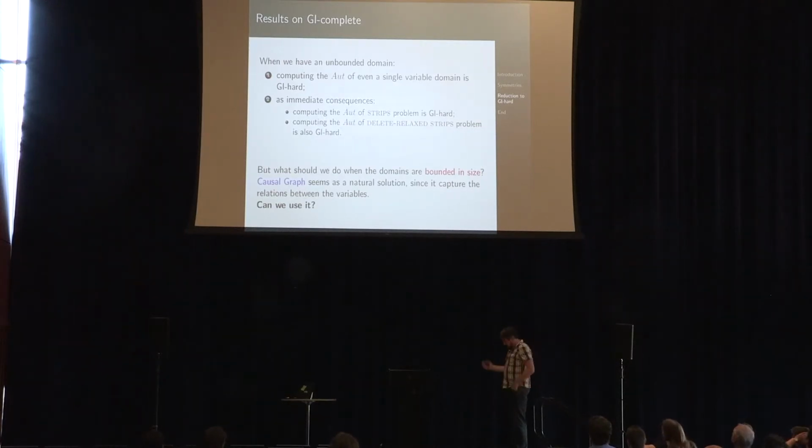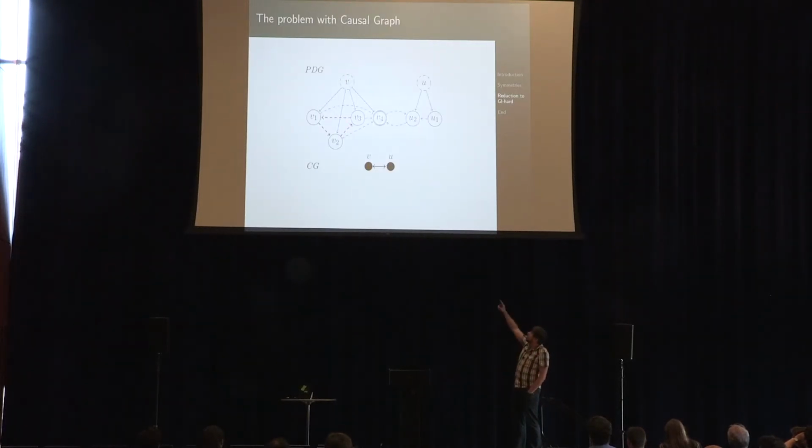So I will need to produce some mapping from graphs to variables, since that's our main computational particles. The most natural thing, at least to me, that connects graphs to planning tasks are causal graphs. Unfortunately, causal graphs are not that easy to map onto planning tasks. So, what is above is a PDG of a planning task. What is below is the causal graph of the same task. Do you see the problem here?